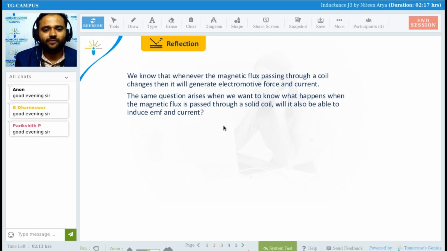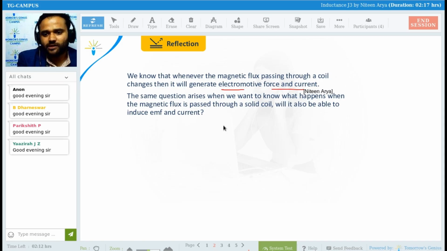So reflection, we know that whenever the magnetic flux changes, as we already covered in the previous two lectures on electromagnetic induction, it generates electromotive force and current. The same question arises: what happens when the magnetic flux passes through a solid coil? Will it also be able to induce EMF and current? So yes, it is going to.